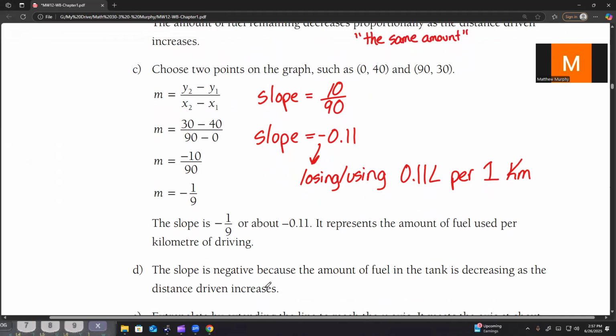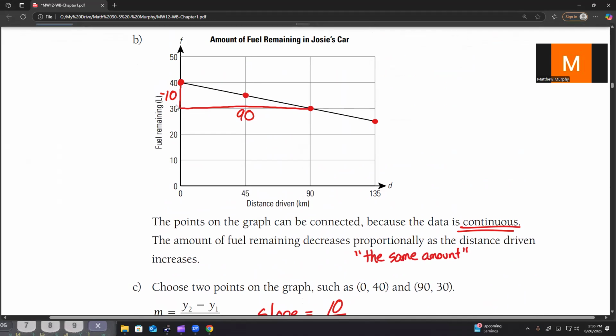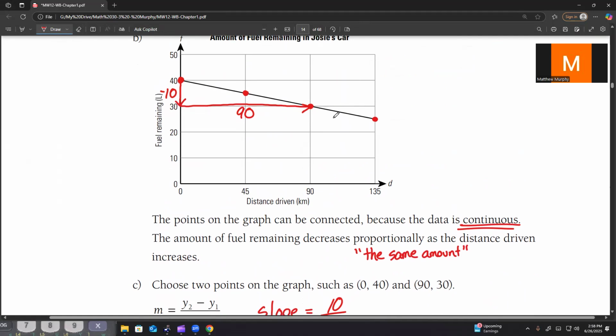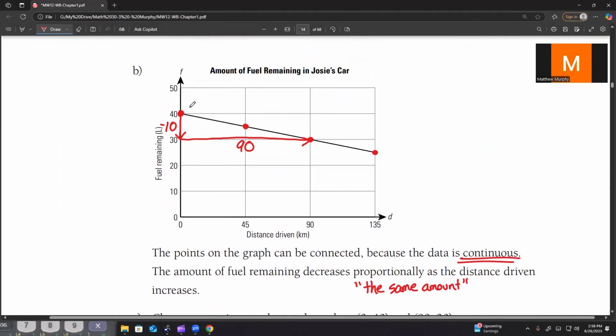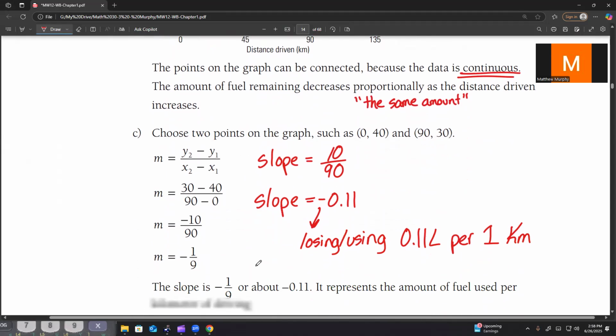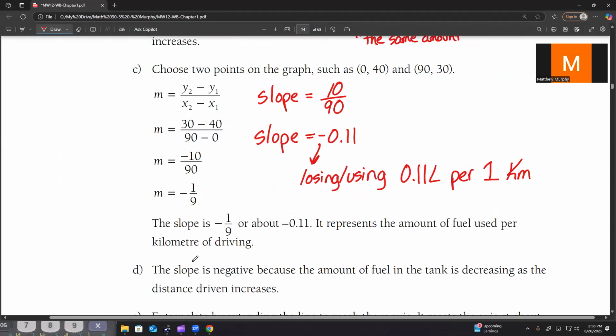Okay, so for D, the slope is negative because the amount of fuel in the tank is decreasing as the distance driven increases. So if you want to look at the graph here again, it's going down 10, even though you're increasing 90 kilometers. Okay. And again, if you just want to calculate the number and add the negative in yourself, that's fine too. You don't have to show it like this.